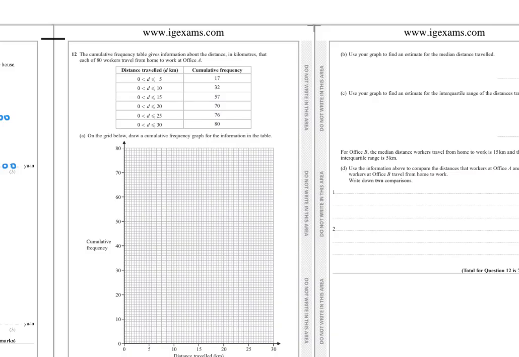Number 12. The cumulative frequency table gives information about the distance in kilometers that each of 80 workers travel from home to work at office A. On the grid below, draw a cumulative frequency graph for the information in the table. So to draw the cumulative frequency, we use the upper value for the class and the cumulative frequency, so 517, 1032, 1557 and so on, and join them with the origin. So this is the origin.